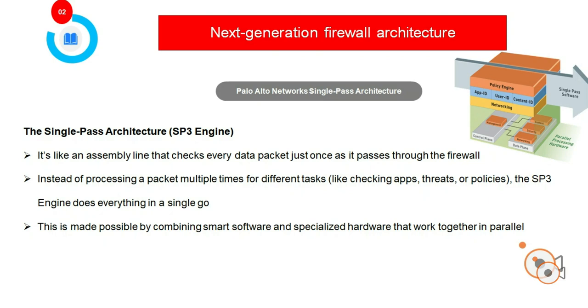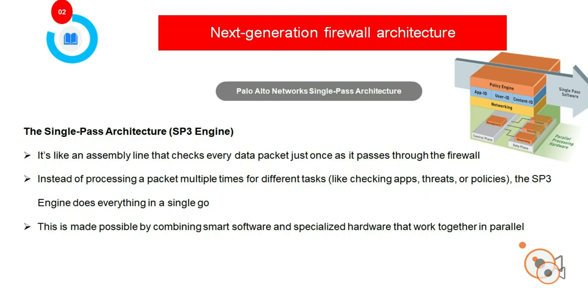A single pass is when a data packet arrives at the firewall. It is processed just one time. The firewall looks at the packet and performs all tasks once. For example, identify what application it belongs to, check for viruses or malware, and decide whether to allow or block based on your security rules.